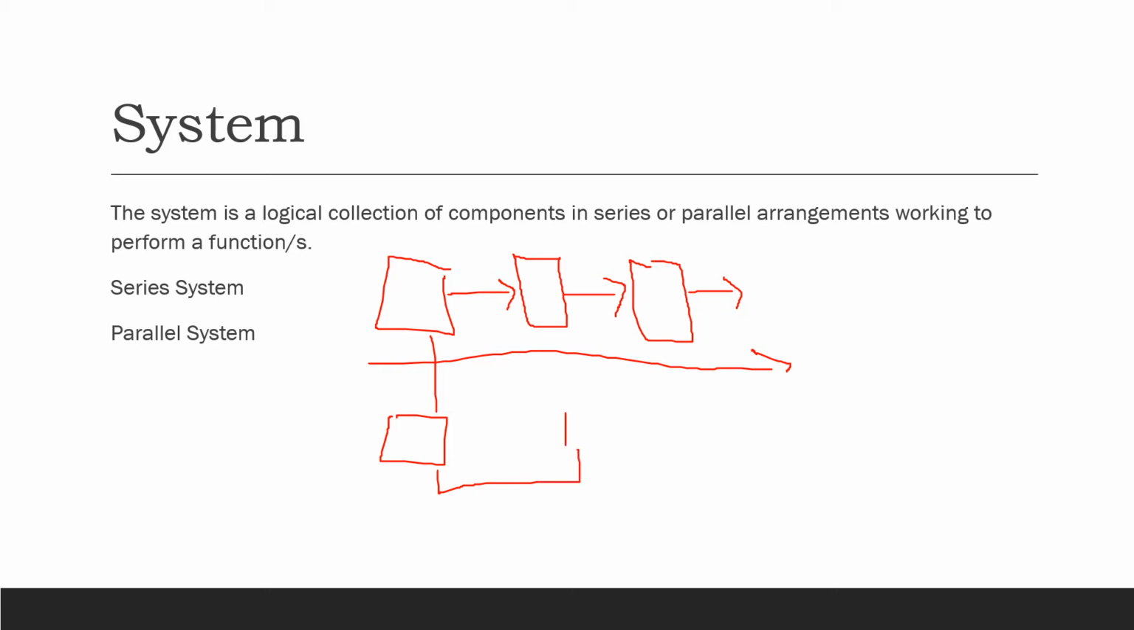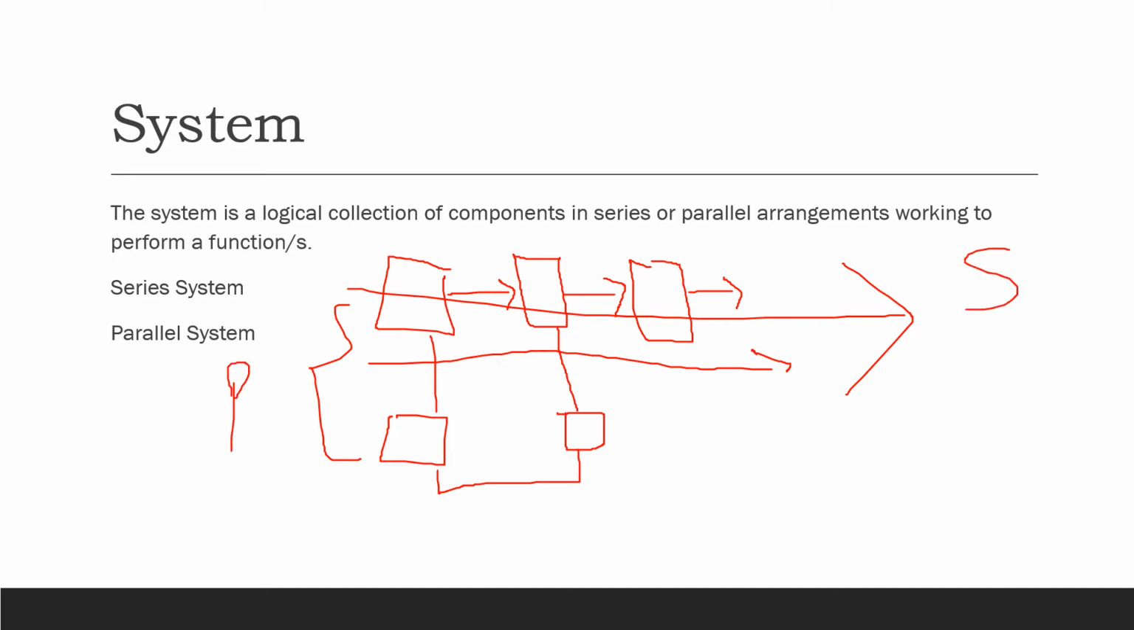Just draw this diagram like this. Series means going one after another. Parallel is kind of like a stack, and they're all connected. So this is just a different arrangement that you will be able to see: a parallel system and a series system.